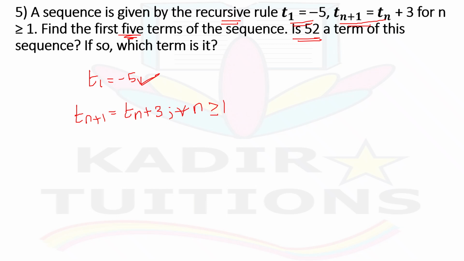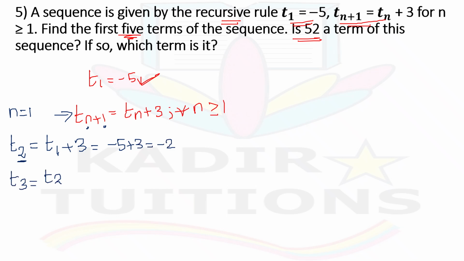So already here T1 is given, so we'll find T2. When I'm finding T2 using this recursive rule, what is the value of n? I can make my value of n as 1, then only 1 plus 1 you will get 2 over here. And over here it is T1 plus 3, right? So what is T1 plus 3? T1 value is minus 5 plus 3, you will be getting minus 2. And again T3 equal to T2 plus 3. What is the T2 value over here? Minus 2 plus 3 equal to plus 1, and T4 value equal to T3 plus 3.